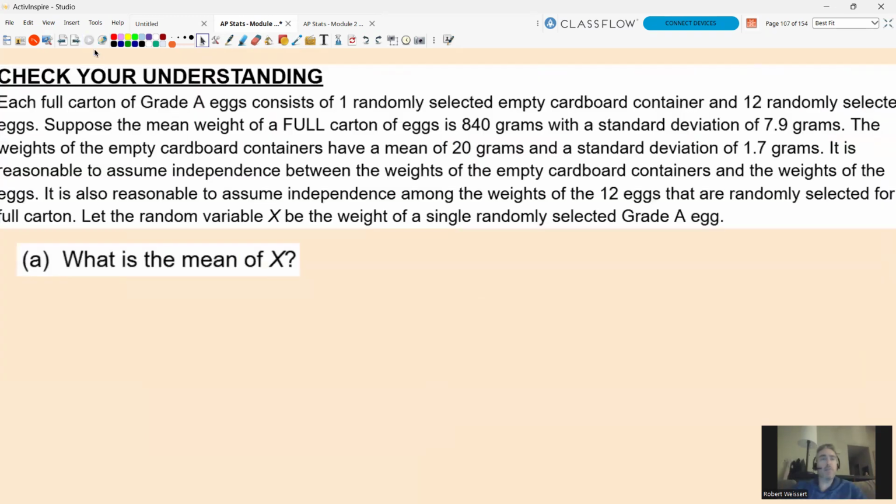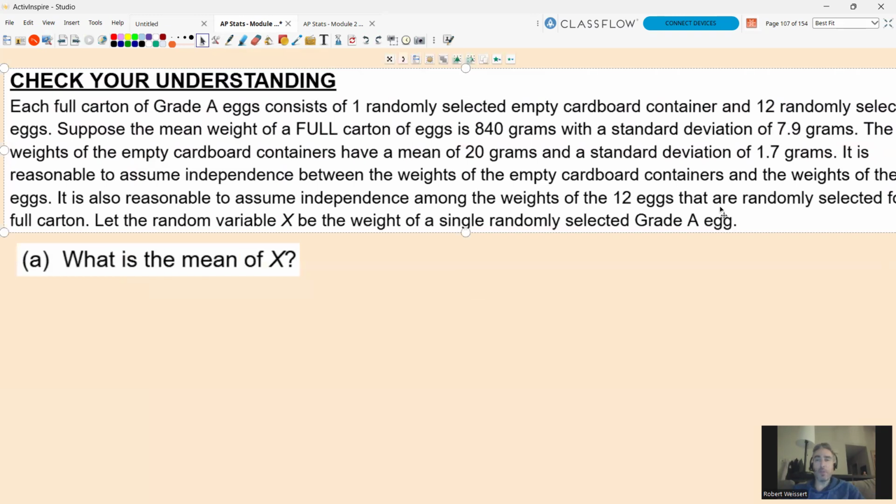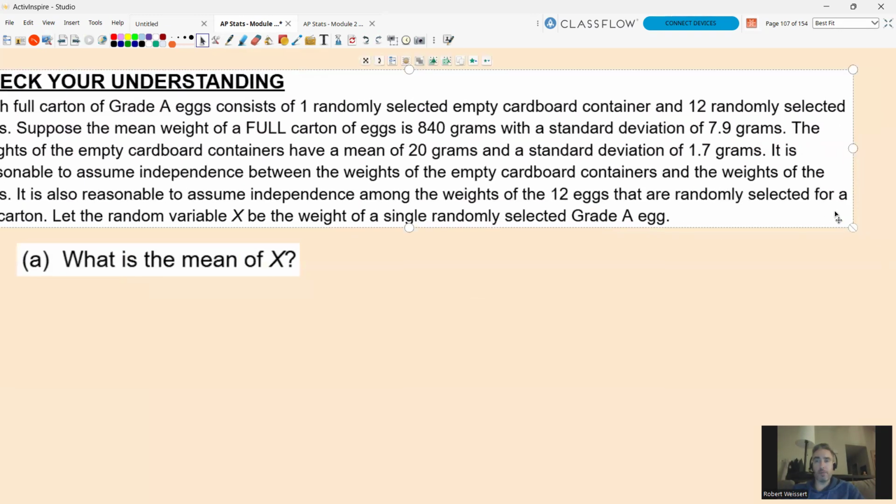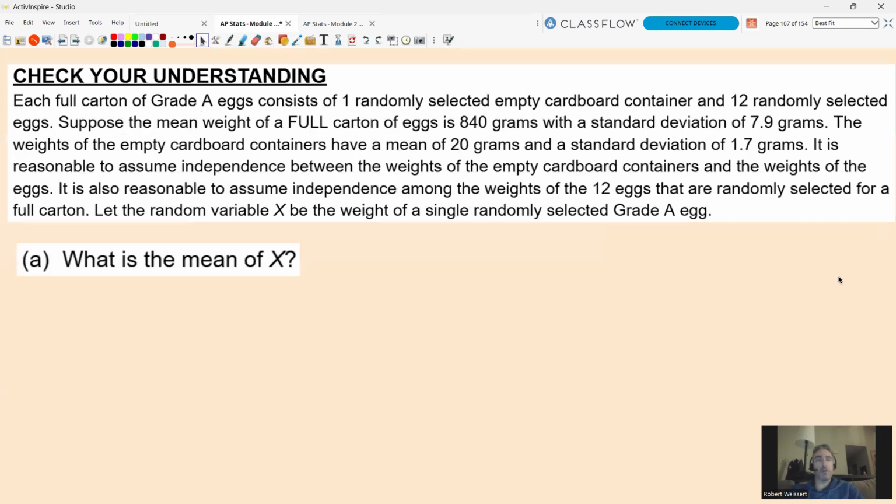Here's a little check your understanding. This is actually from a free response several years ago. Let's see if we can make some sense of this. So each full carton of grade A eggs consists of 1 randomly selected empty cardboard container and 12 randomly selected eggs. Suppose the mean weight of a full carton of eggs is 840 grams with a standard deviation of 7.9 grams. The weights of the empty cardboard containers have a mean of 20 grams and a standard deviation of 1.7 grams. It is reasonable to assume independence between the weights of the empty cardboard containers and the weights of the eggs, it is also reasonable to assume independence among the weights of the 12 eggs that are randomly selected for a full carton.